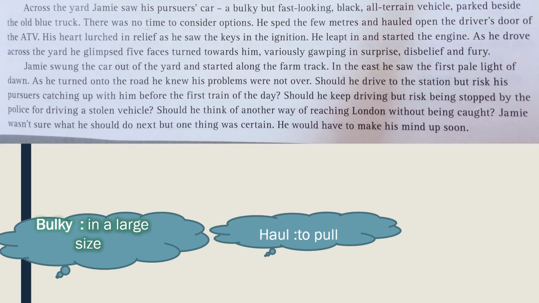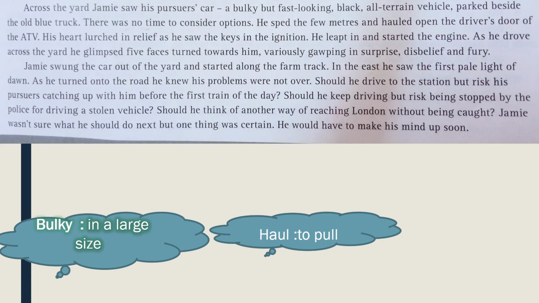Something made his heart sway. What is it? His heart lurched means to move from side to side because of happiness. Something he saw made him happy: he saw the keys. When he saw the car keys in the ignition, he leapt in and started the engine. He got in right away and started the engine. As he drove across the yard, he moved the car off. He glimpsed five faces turned toward him.